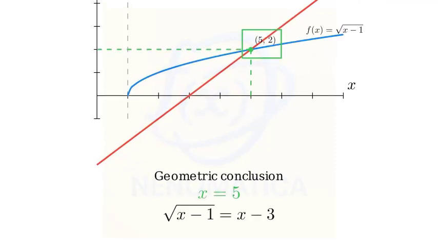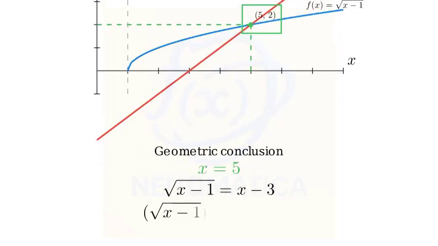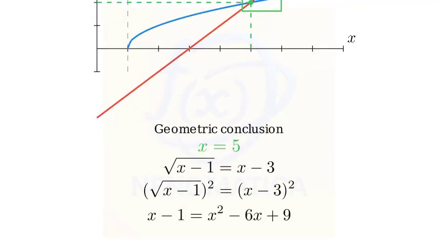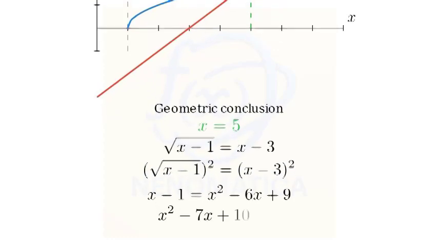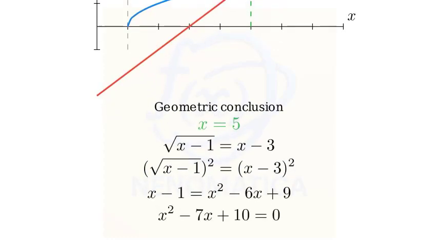Now let us confirm algebraically and also check for extraneous solutions. Start with the original equation. Square root of x minus 1 equals x minus 3. Because we have a square root, we square both sides. That yields x minus 1 equals quantity x minus 3 squared. Move all terms to one side to form a quadratic. We get x squared minus 7x plus 10 equals 0.